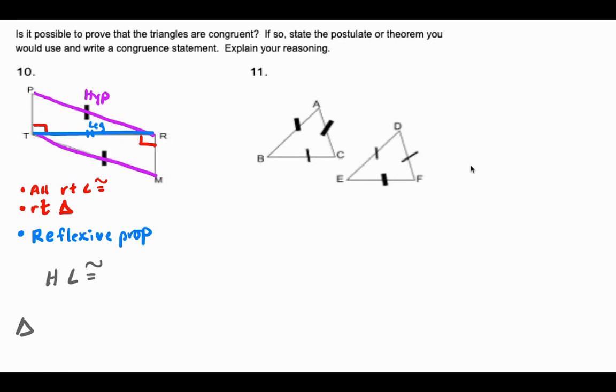So we have that these are congruent. We have triangle PTR. The angle P corresponds to M, the angle T corresponds to R, and the angle R corresponds to the T.